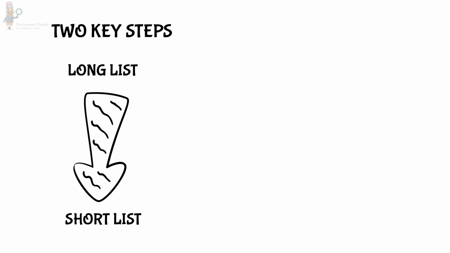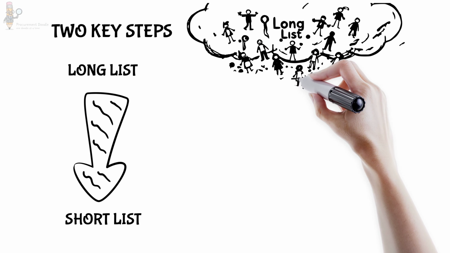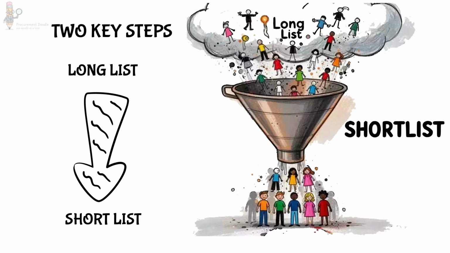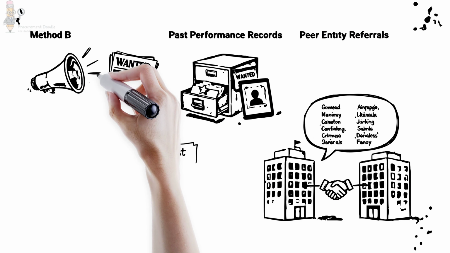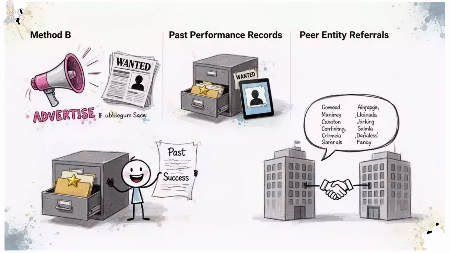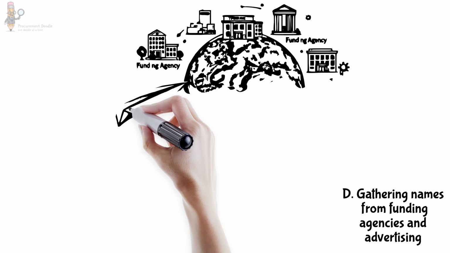The long list is the initial pool of potential consultants. It may be prepared using one or any combination of four methods. Method A, inviting expressions of interest through a published advertisement. Method B, including consultants who have satisfactorily completed similar assignments for your own entity in the past. Method C, collecting names from other procuring entities that have used consultants for similar work. Method D, collecting names from foreign funding agencies for large assignments exceeding 2 million Sri Lankan rupees and complex assignments.